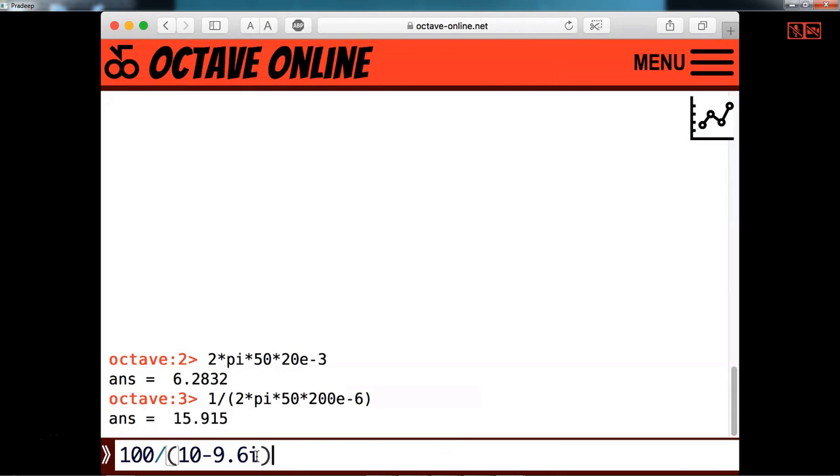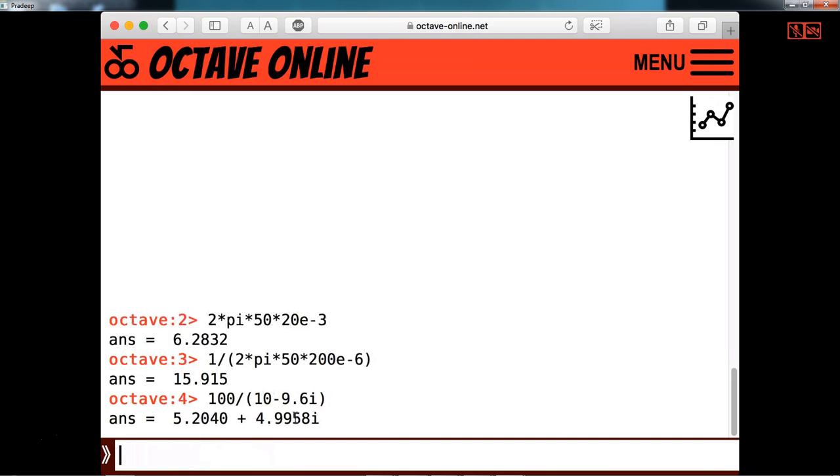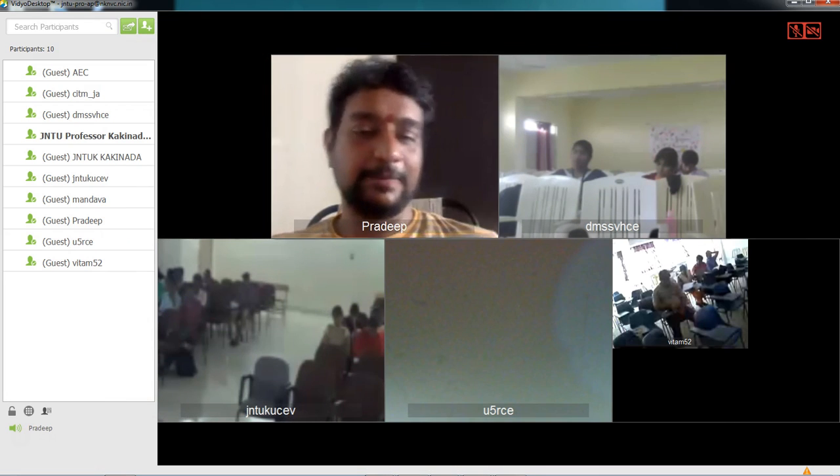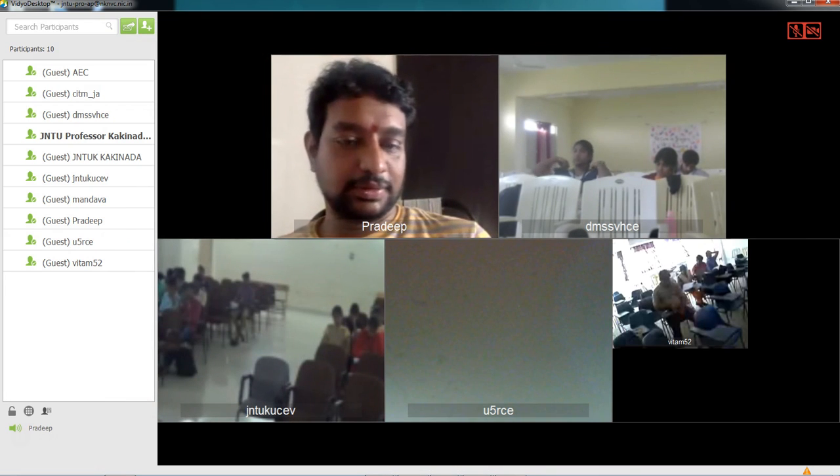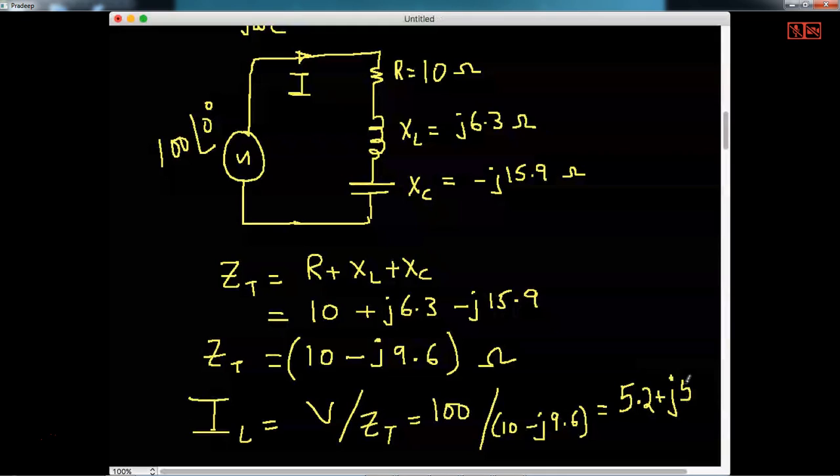Now if I press enter, I am getting 5.2 plus 4.995i, or I can just round 4.995 off to 5. So 5.2 plus j5 is the current. So let me go back to my main screen. I have calculated the current completely.